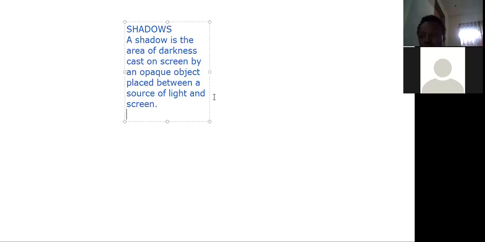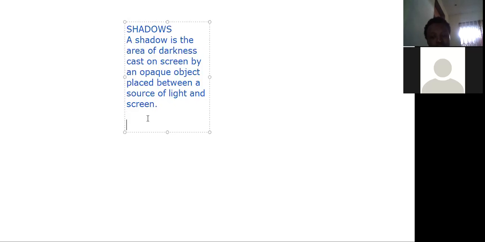Now we are going to consider the two main types of shadow formation. We have the umbra and we have the penumbra. When we talk of the umbra, we are talking about total darkness. When we talk of the penumbra, then we are talking about partial darkness. So we have the umbra and we have the partial or penumbra.